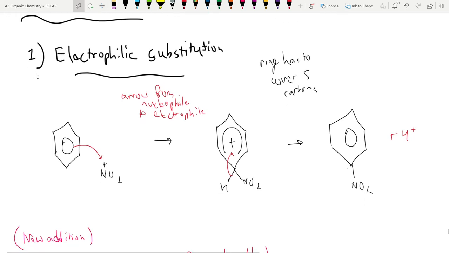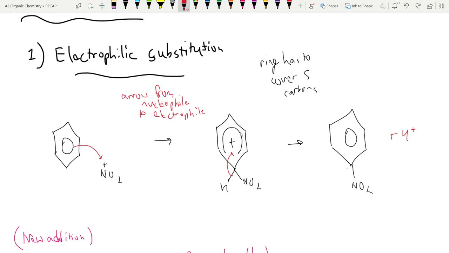The arrow needs to be curly and it needs to be drawn from the nucleophile to the electrophile. So I'm showing the nitration of the benzene ring here. First step, arrow from the benzene ring to the electrophile, right? Then we have this hybrid compound with one sp3 hybridized carbon. The ring has to cover 5 carbons, by the way. Okay, remember that. If you draw a ring like this, you won't get marks.